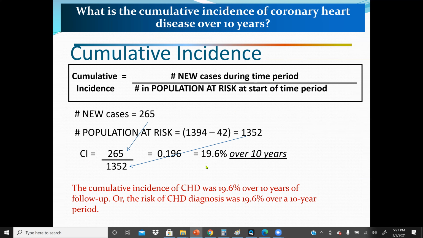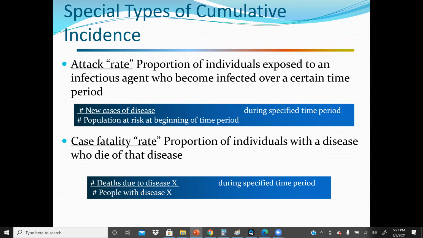So the cumulative incidence of CHD was 19.6% over the 10-year follow-up. We have different special types of cumulative incidence. An example is the attack rate, which is the proportion of individuals exposed to an infectious agent who become infected over a certain period of time. So that will be the new cases of disease divided by population at risk at the beginning of the time.